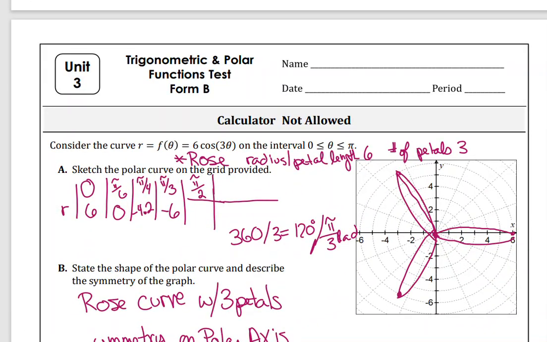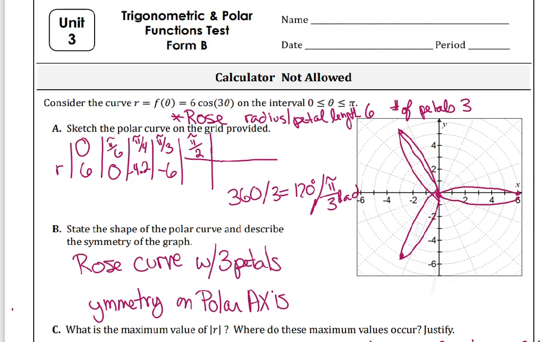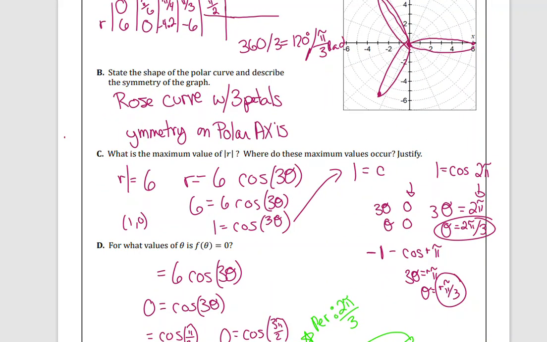It was a little bit rushed near the end of this as well, so I just wanted to go over this. I think we covered the idea that this is a rose. The length of those rose petals is 6. How many rose petals? 3, based on some things. But I want to get back to this part right here.